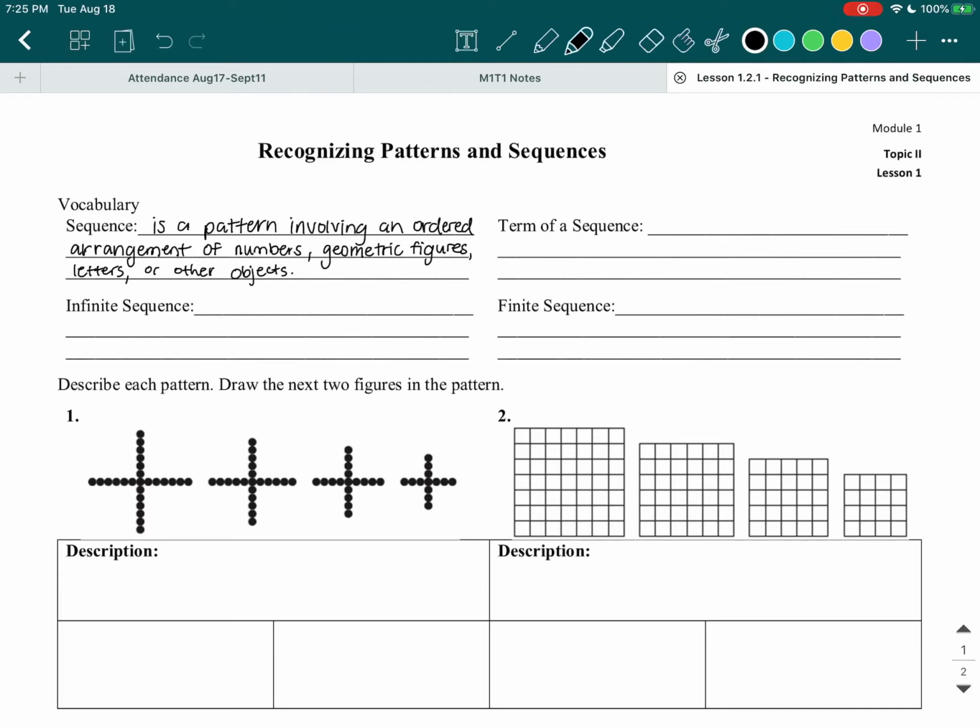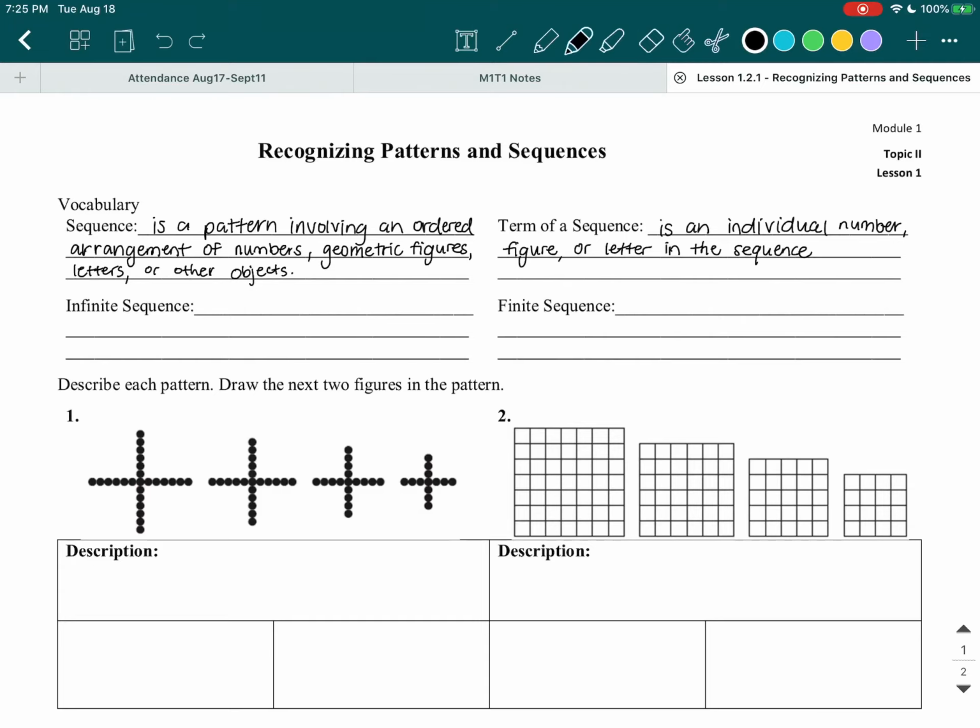All right, next, let's talk about the terms of a sequence. A term of a sequence is an individual number, figure, or letter in the sequence. Okay. And I'll explain what that means in number 1 and 2 later, but right now let's finish writing the vocabulary first.